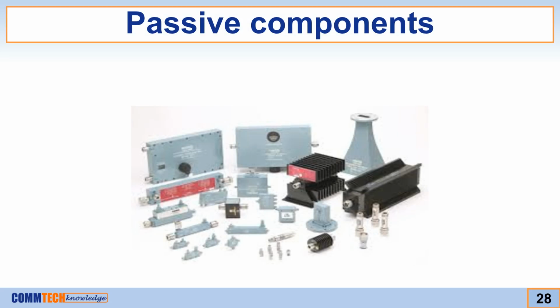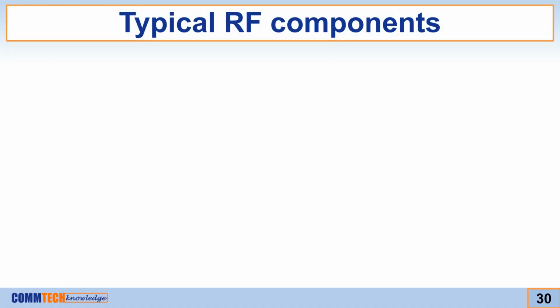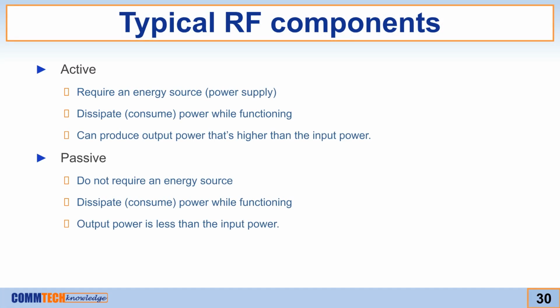This video is about passive components, which are essential parts of many electronic and RF systems. The video will cover various types of passive components, including cables, connectors, attenuators, dividers, couplers, phase shifters, resonators, circulators, and waveguides, among others. RF components are typically divided into active and passive types.